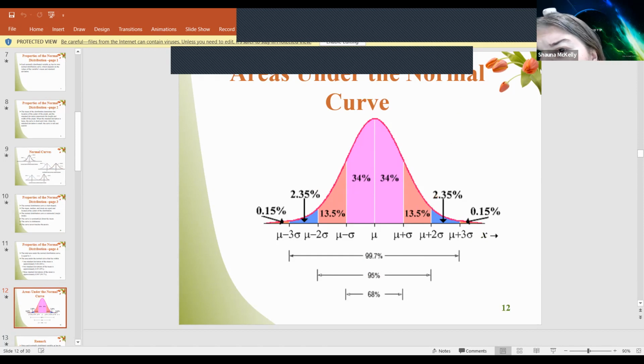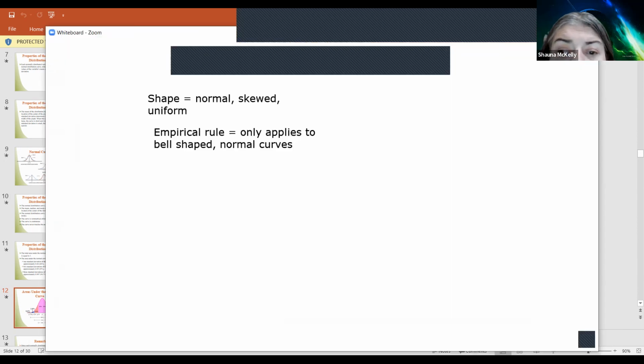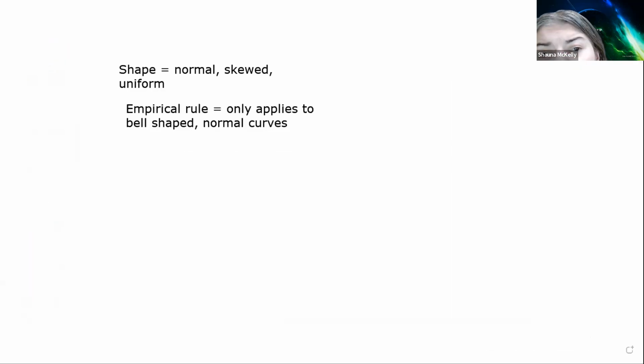Chebyshev's theorem is a little more conservative because it will work for any kind of distribution that you have. It can be skewed, it can be normal, it can be uniform. Chebyshev's theorem works regardless. So the empirical rule that I just showed you only works for normal bell-shaped curves, but Chebyshev's theorem is more versatile. It's also more conservative, so it's not as accurate, but it gives us another kind of information.